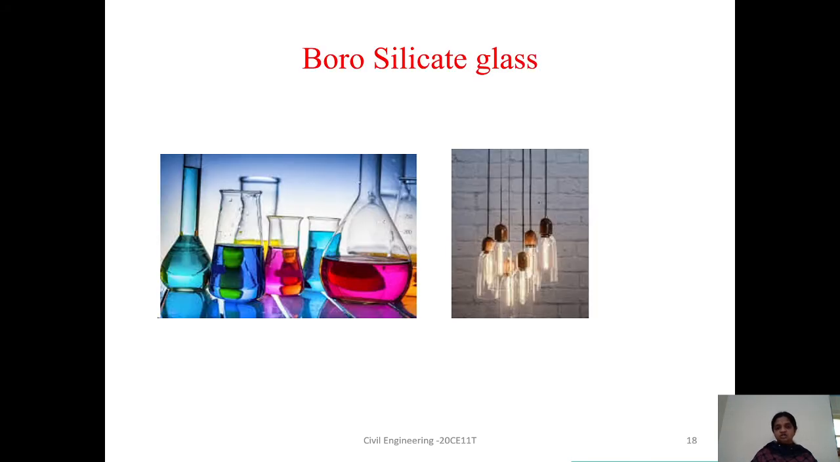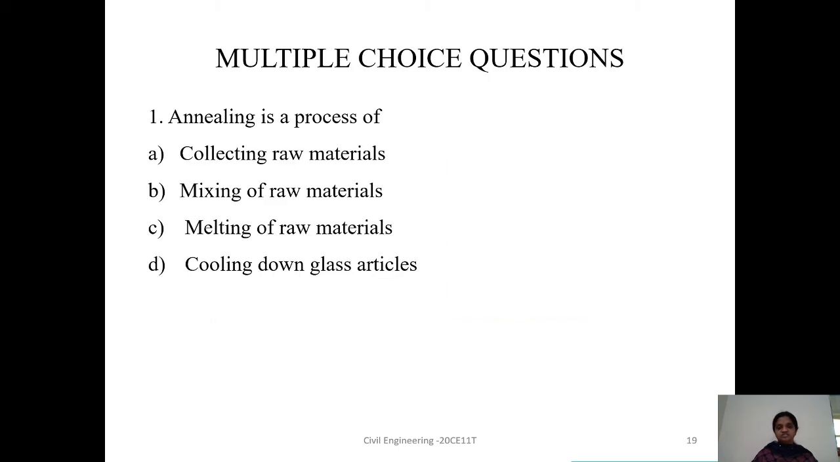So in this session, we studied about glass, the raw materials used for the manufacture of glass, the process of manufacture of glass, the different classification of glass, and about soda lime glass, lead glass, and borosilicate glass. Next, coming to multiple choice questions.